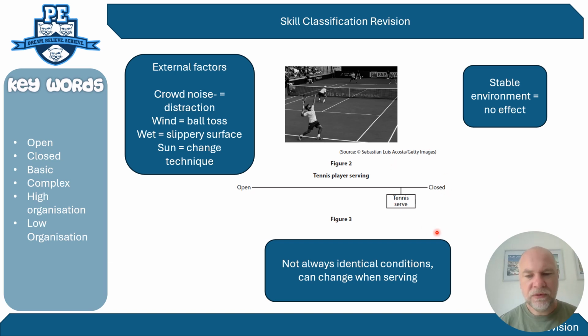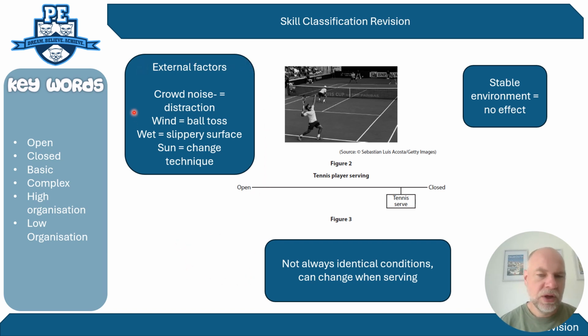You start off with sort of justifying why it is at the closed end. So in this case, we're talking about a tennis serve, which is performed in a reasonably stable environment where there is limited effect of the environment. But then you go around and say something like, it's not always identical and the conditions can change when serving. So you're saying it's coming back over towards the open end. And then you've got to give some examples of why the conditions are changing.